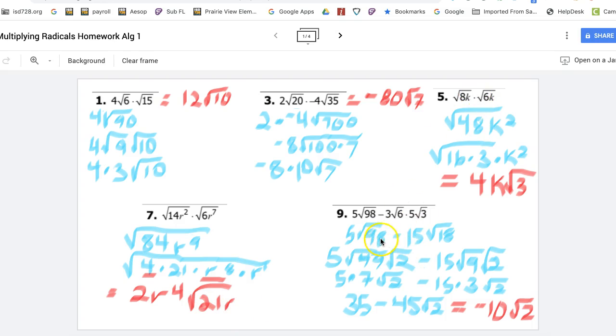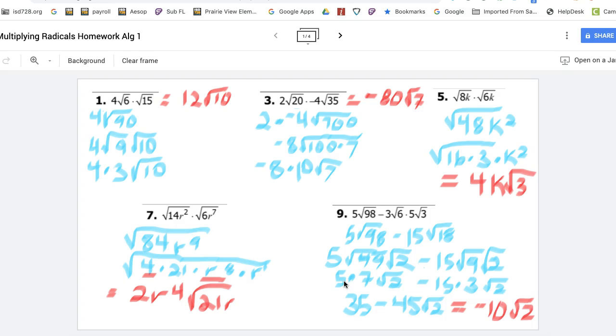Number 9, again, I'm going to multiply first. 3 times 5 makes the 15. 6 times 3 makes the 18. Factor out. Pull those perfect square numbers out of the radical, and then finish it off by multiplying.